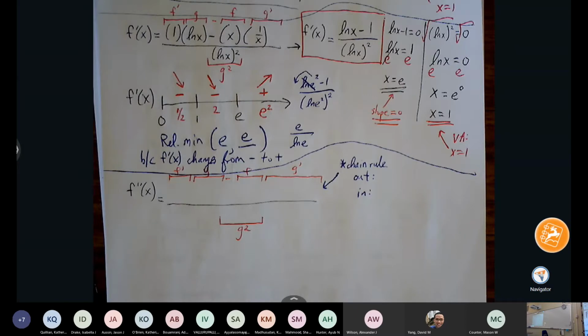So this -1 is outside the natural log. The natural log only sees x minus 1. So it's just going to be 1 over x. Yeah, and then your g function. So what was your question?